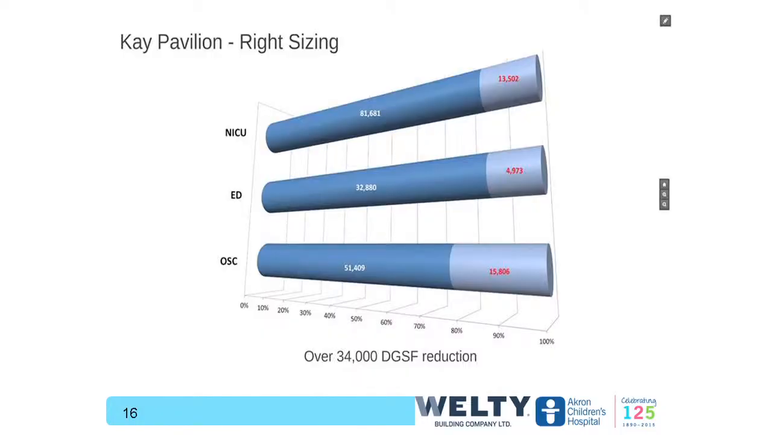So from what Dawn had said, and we'll move right into Mike here, what Dawn had said is that we saved 34,000 square feet. We did that because we were in the space and we were able to say, do you need this space? Is it in the right space?